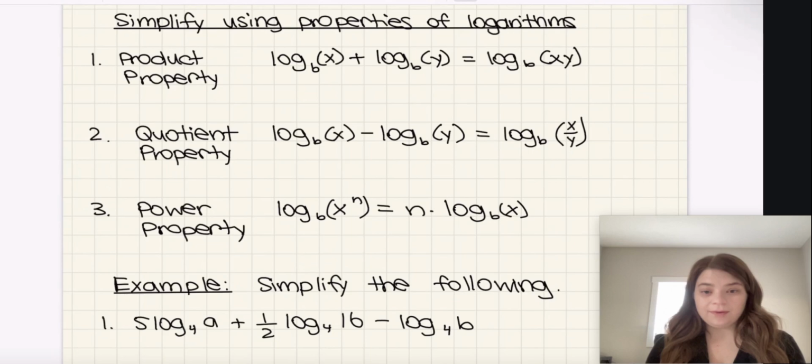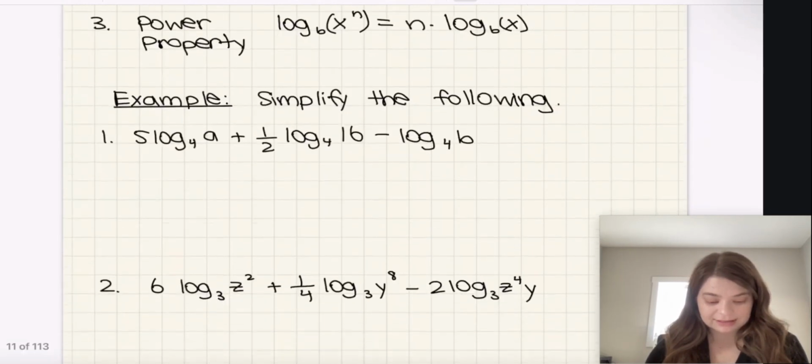And then we have the power property, which is a super useful property. I mean, all of them are, but especially the power property here, which states that if we have log with a base b of x to the power n, that's the same as n times log base b of x. So if we have an exponent inside our logarithm brackets, then we can just put it out front. We can just multiply it by the logarithm. So we're going to use these properties to simplify these examples.